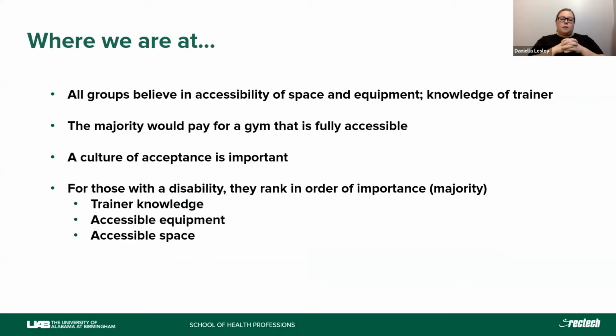In terms of preliminary results, all groups believe in accessibility of space, equipment, and knowledge of a trainer, and that is individuals who use gyms versus don't, and those who have a disability versus those that don't. We asked the question to all of them if they would pay more money, since a barrier for the gyms is funding, to use a gym that was fully accessible, and every single person has said yes. Not every one of them believes they should have to pay that, but all of them said they would for tangible changes in a gym.